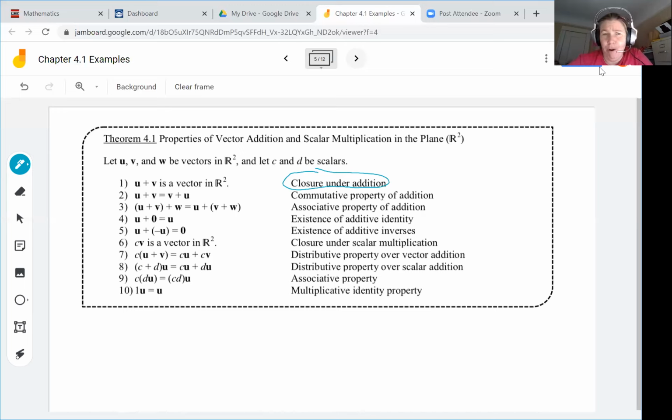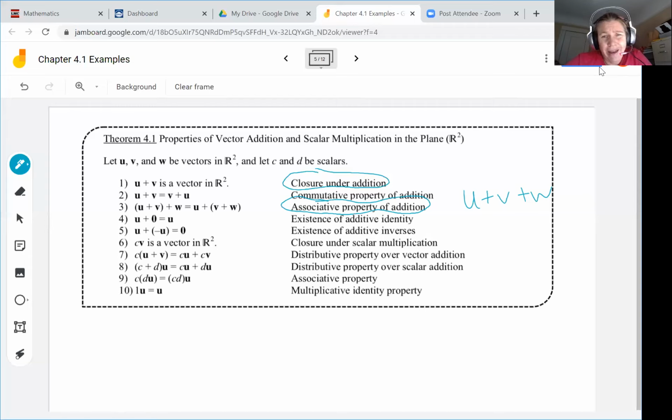The second property is the commutative property of addition. That means we can add in any order. The third property is the associative property of addition. That's saying it doesn't matter how we group our addition. You can add u plus v first and then w, or you could add v plus w first and then u. So very often we just write u plus v plus w because of the associativity property. You don't have to worry about grouping your addition with vectors.